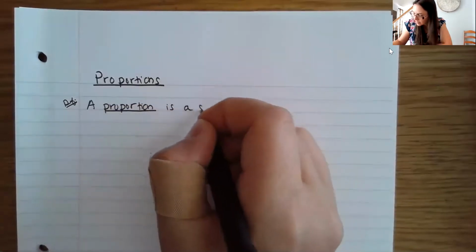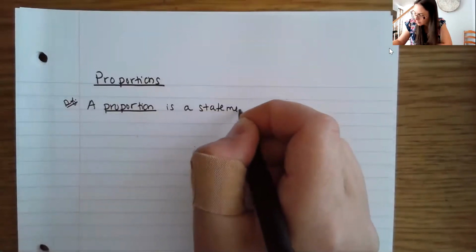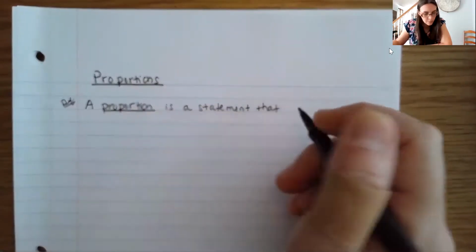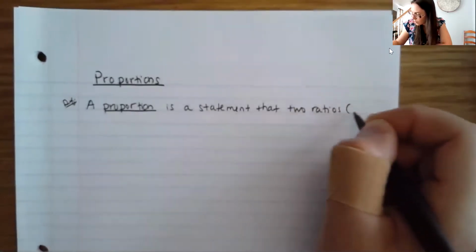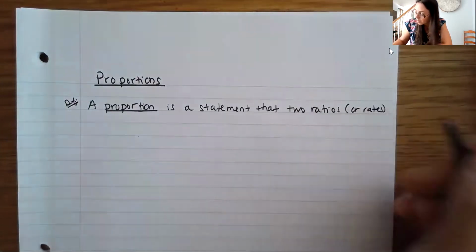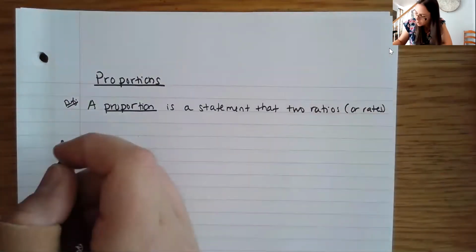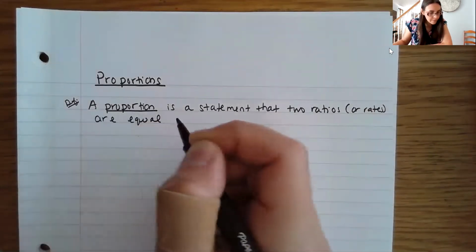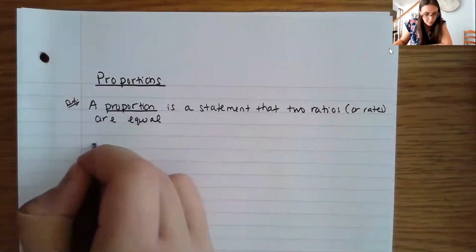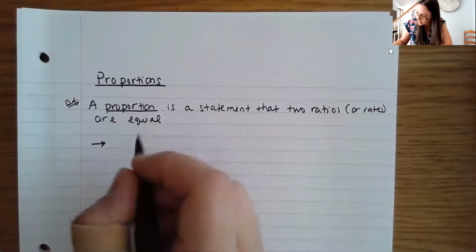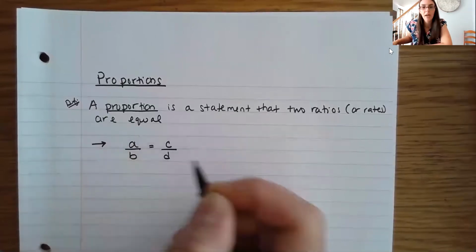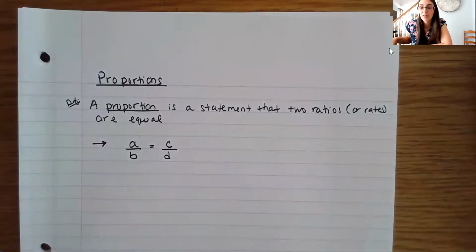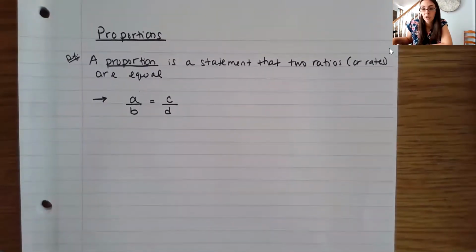A proportion is a statement that two ratios or rates, again, rates are the same thing, but they're just different units, are equal. So for instance, you have something like A over B is equal to C over D, right? So you have one fraction is equal to another fraction. That's all it is. That's a proportion. It says that two ratios are actually equal.